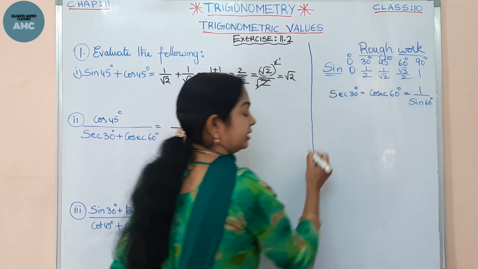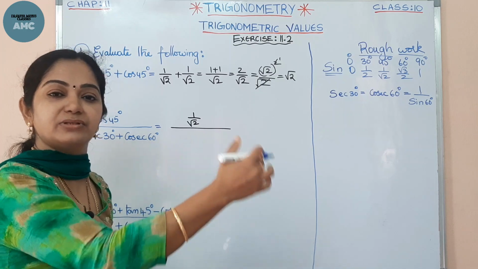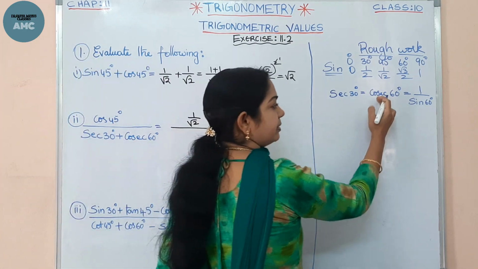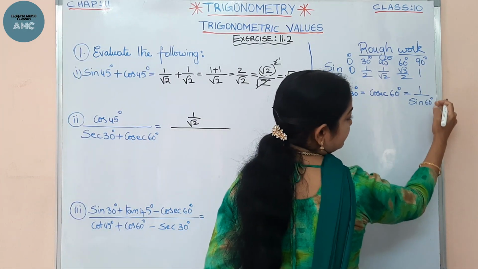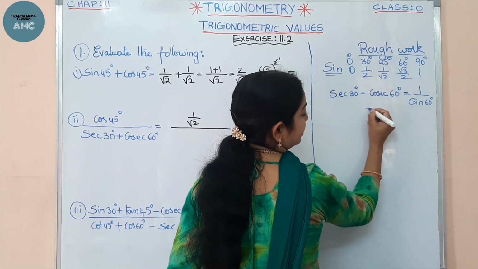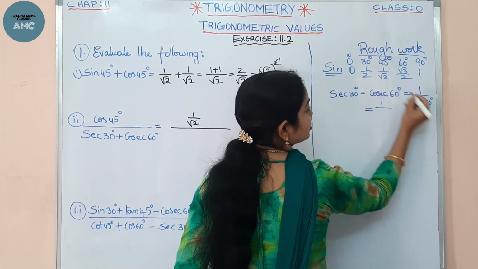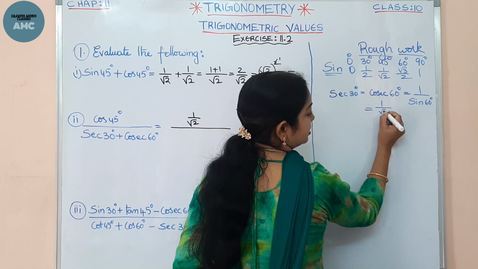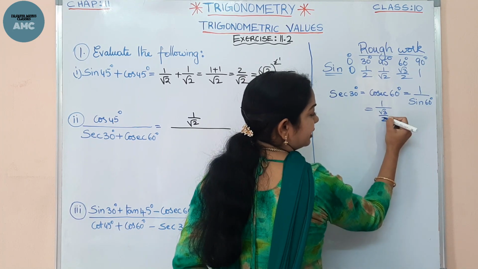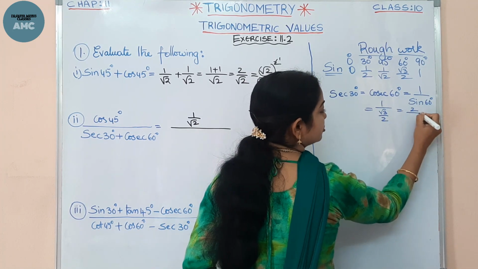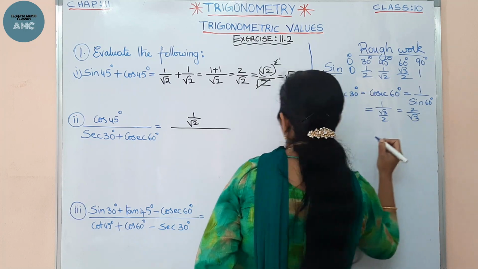What am I doing? Any trigonometric ratio, bring it into the sine function using the complementary and the multiplicative inverse concept. 1 by sine 60, because I know only the sine value. So sine 60 is root 3 by 2. 1 upon root 3 by 2, it comes up, so that comes to 2 by root 3. So secant 30 is 2 by root 3.